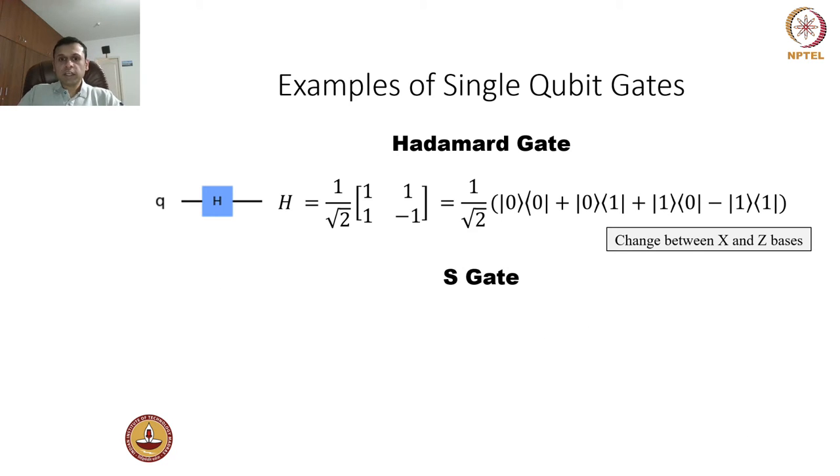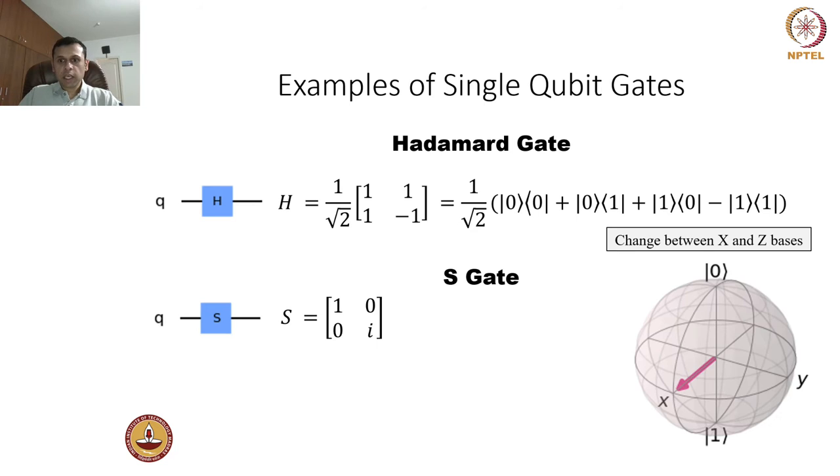There's another gate, the S gate, which is the last example of a single qubit gate we will see in this module. And this is the matrix, and let's see what it does on the Bloch sphere. Okay, so originally we were in the plus state, and now when you apply the S gate, it transforms it into the plus i state. That is from one extremity of the X axis to one extremity of the Y axis. Similarly, if we start with the minus state, the S gate will transform it into a minus i state.